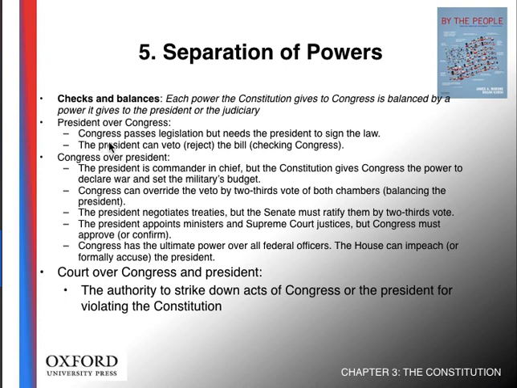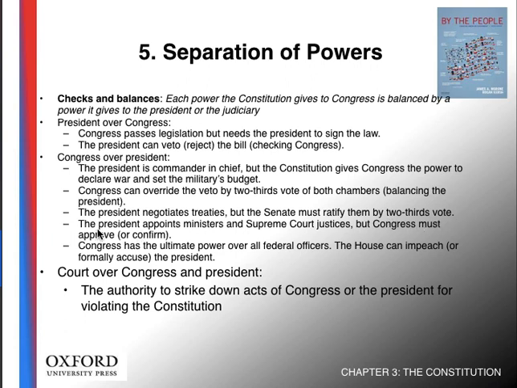So the president, Congress can pass legislation, but the president needs to sign it, or the president can veto it. Congress over the president. The president is the commander in chief, but the Constitution gives Congress the power to declare war and set the military's budget. Congress can override a veto by a 2/3 vote in both chambers. The president can negotiate treaties, but the Senate must ratify it by a supermajority, a 2/3 vote.